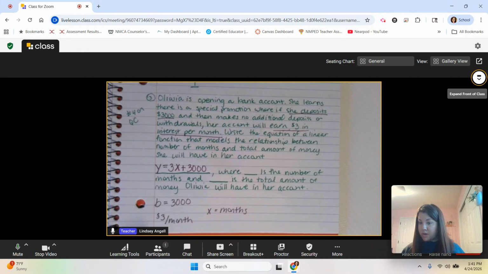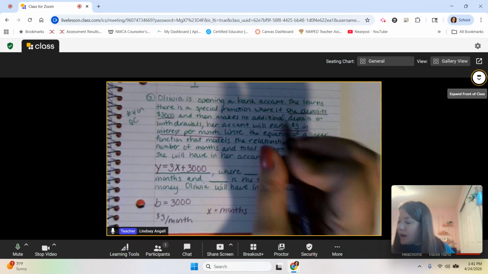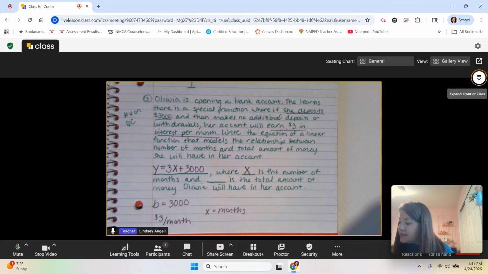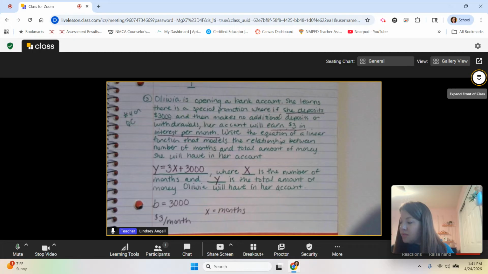it is a multiple choice, but here's your formula, and then it says where x is the number of months and y is the total amount of money Olivia will have in her account. Okay, because she's still got that 3,000, but then she's gaining interest on it every month she leaves it in there.